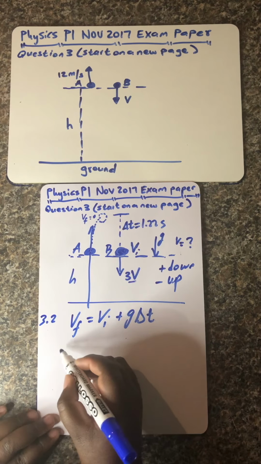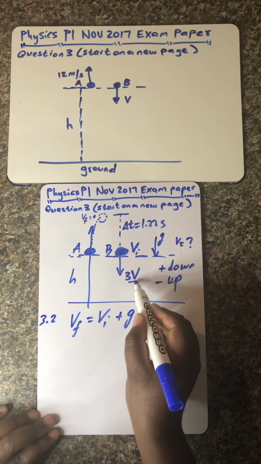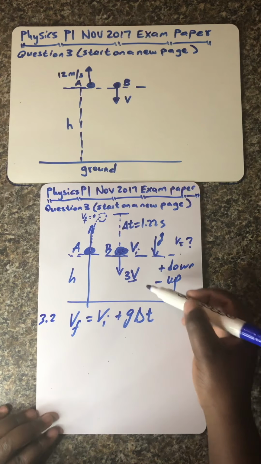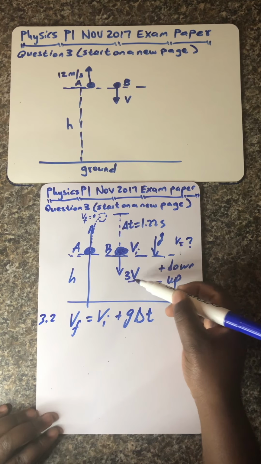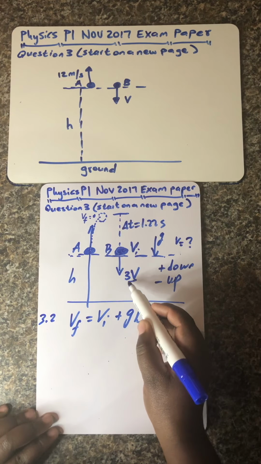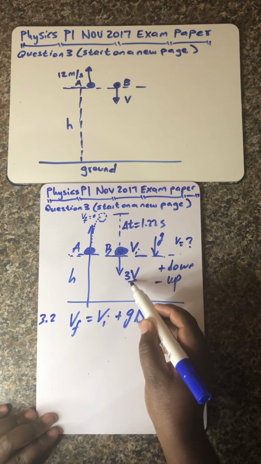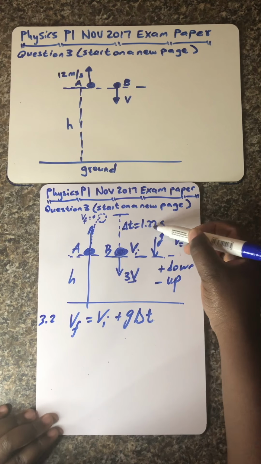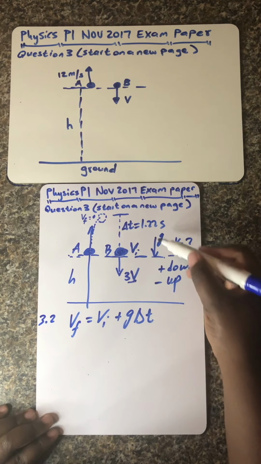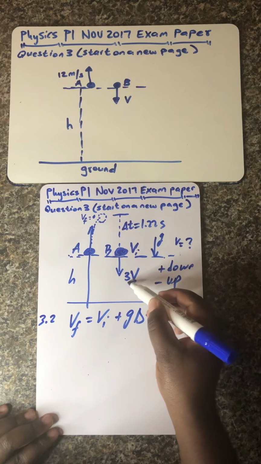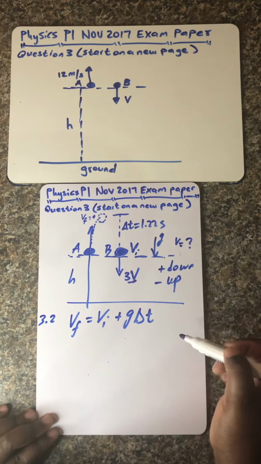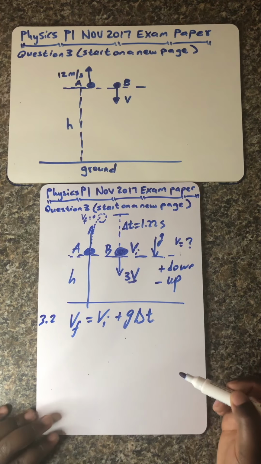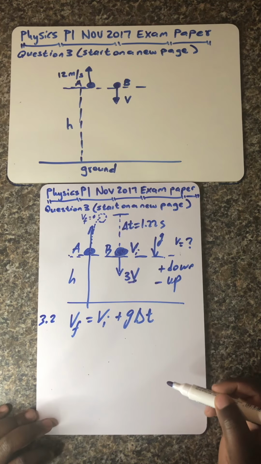So let's see. Our v final is going to be 3v. Why are we saying our v final is going to be 3v? It's because we know when the velocity final is 3v, that's when the time is 1.22 seconds. So that means we're going to use that time, this final v, which is 3 times the initial v, and then we obviously know g. So we're going to substitute everything in terms of v and calculate v.